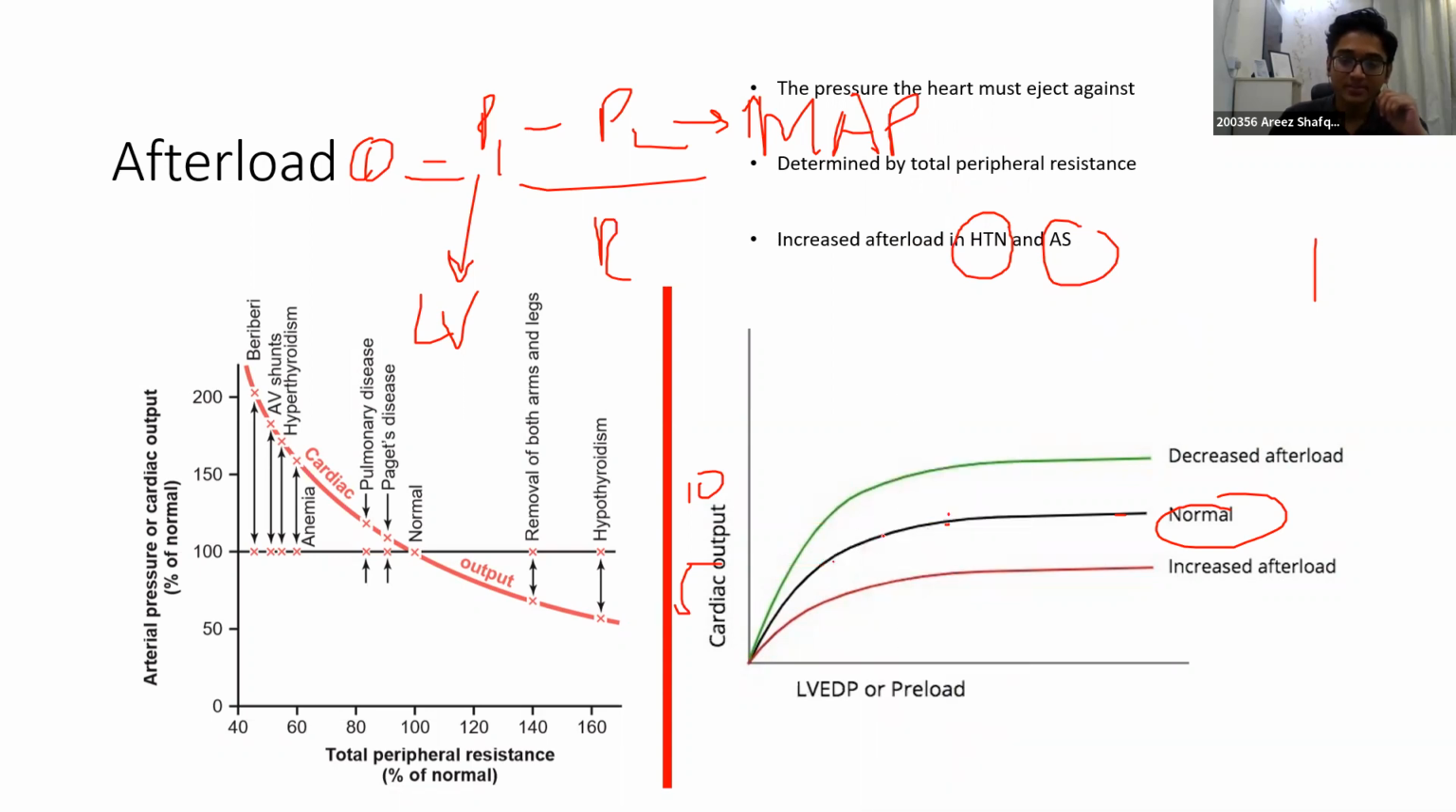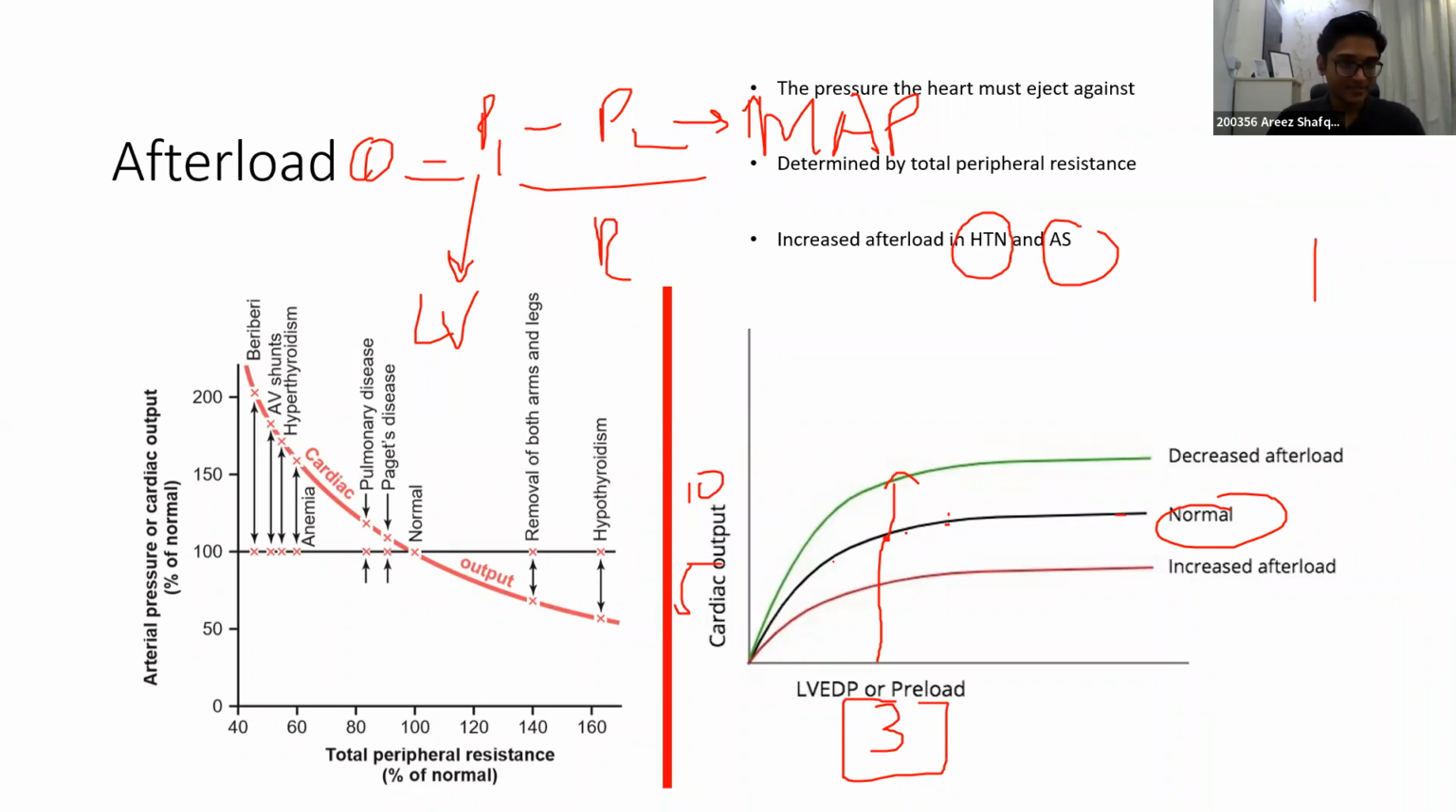Let's say I'm at a preload of 3 and I don't change this preload. I still want to increase the cardiac output somehow. One way is I shift so the only way I can increase cardiac output is by moving this curve up. Now the question is, what will move this curve up? The last slide we said contractility. We can increase contractility by sympathetic stimulation or by giving digitalis. This will shift the curve up to increase cardiac output at a preload of 3.